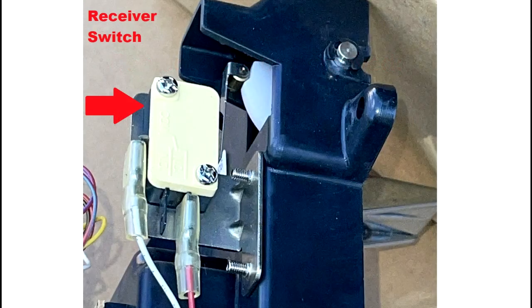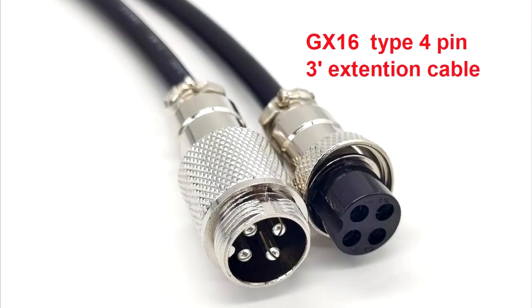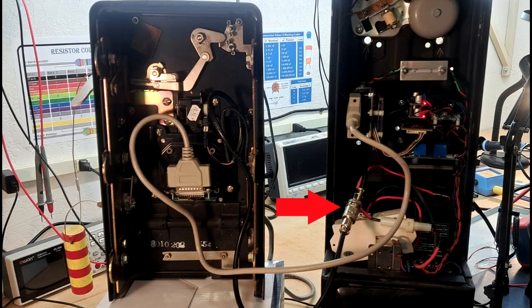The audio output goes to the phone receiver and the activation connection goes to the receiver switch. In this case, a 3-foot GX16 4-pin extension cable was used. 1/3 was cut off and connected to the sound module audio output and activation switch. A plastic wire clamp was used to secure it in the phone.